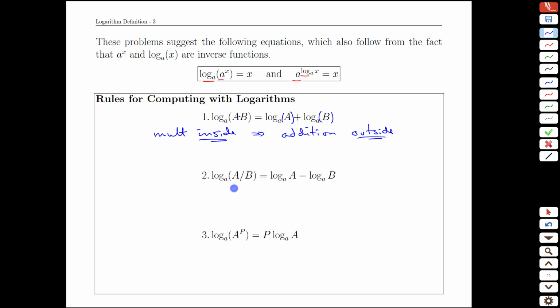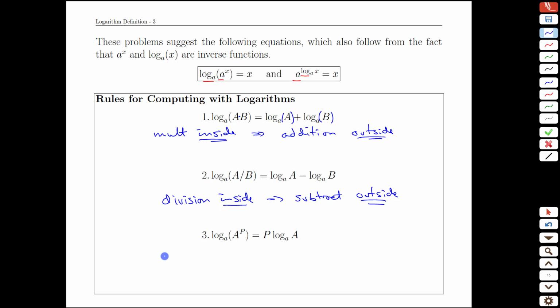There's a similar rule for division. If we have division inside, instead of adding, we subtract. Or we have a difference, whichever terminology you've learned. We have a difference outside. It's exactly the same thing, a and b in the log still, but with a minus sign connecting it. And this actually comes from an extension of this rule here. B is essentially to a negative power.